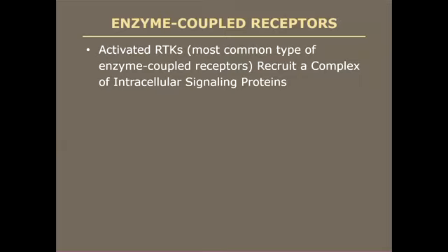Some difference between terminology I want to make clear up front. You'll see these terms quite a bit: enzyme-coupled receptors, and the other term, receptor tyrosine kinases, or RTKs. To avoid any confusion, I want to make it clear up front.